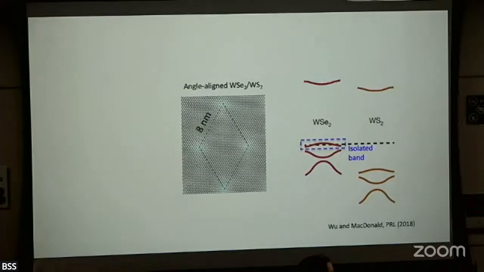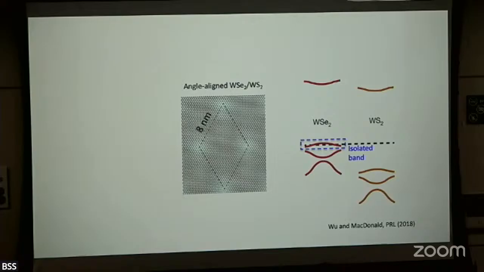Okay, so now we're going to stack them together. In this example, we put two different monolayers together. And because of the lattice mismatch, for angle aligned, this period is about 8 nanometers. Alan had an earlier paper. For example, for this pair, he probably studied a different pair, but the idea is the same. So for those two materials, the band edges don't align.